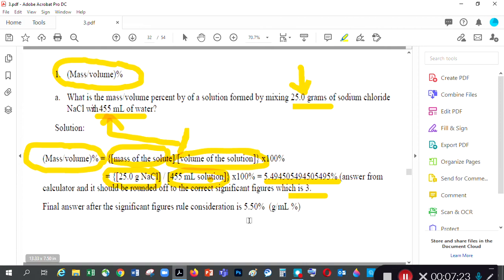So the answer is 5.5. So 25.0 divided by 455 multiplied by 100 gives you, abbreviated to correct sig figs, rounding off, 5.50, 3 sig figs.